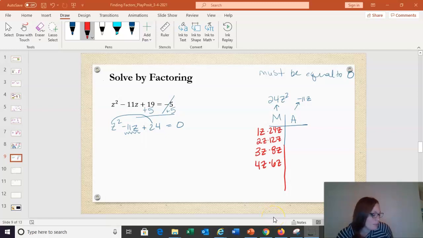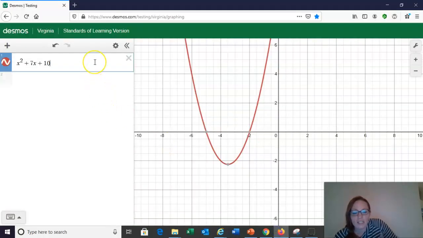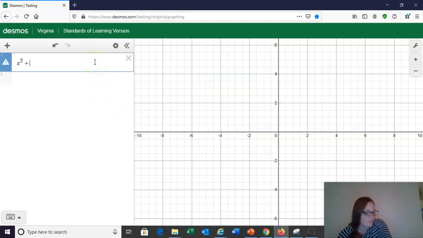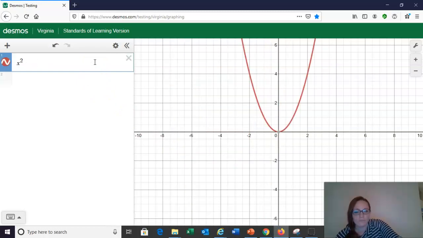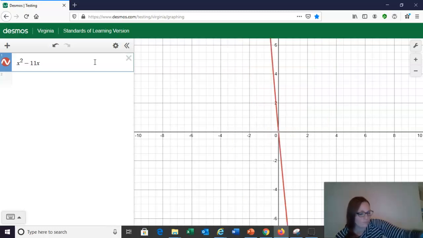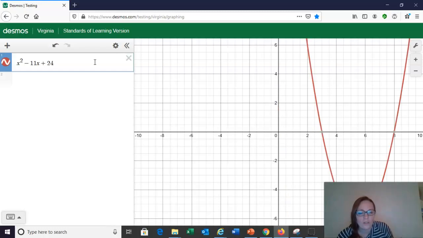So I'm going to write this down. And let's graph it and see. I may need to adjust the problem before we can solve it. Nope, we should be able to factor it. So 3, it crosses at 3 and 8.